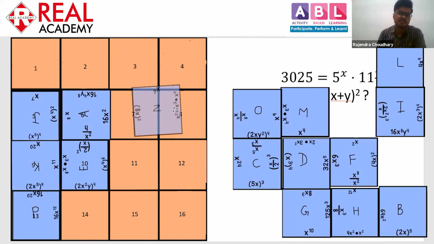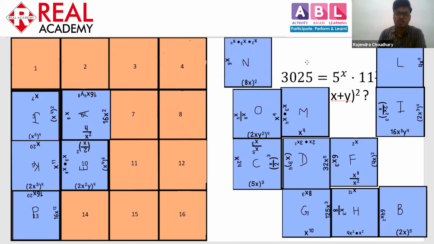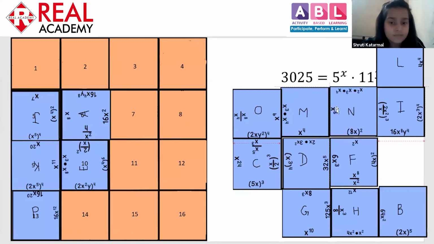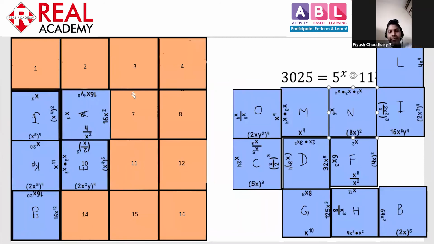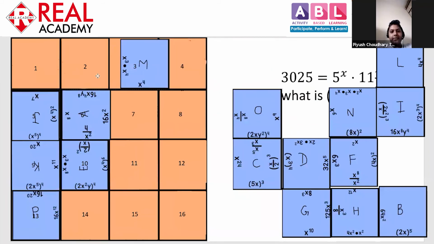This is 16. N will not come here. Piyush, you want to answer something? Yes sir. Yes, tell me. So, 1m in the first box, m1 will be there, but we want to rotate it. Okay sir, can I answer?